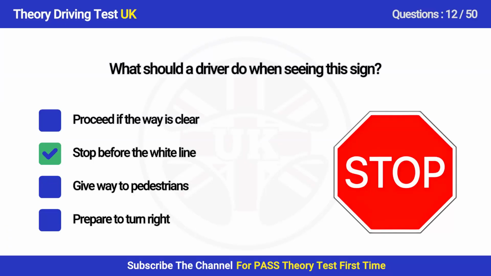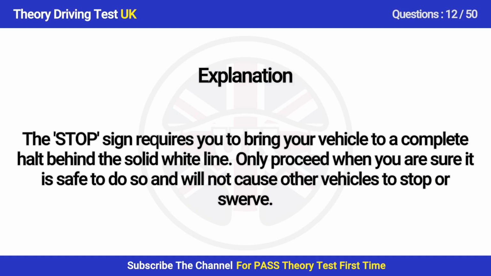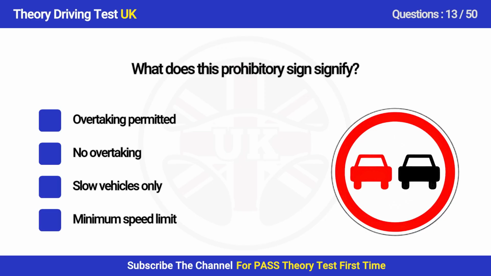Answer is B. Stop before the white line. The stop sign requires you to bring your vehicle to a complete halt behind the solid white line. Only proceed when you are sure it is safe to do so, and will not cause other vehicles to stop or swerve. Question 13. What does this prohibitory sign signify?